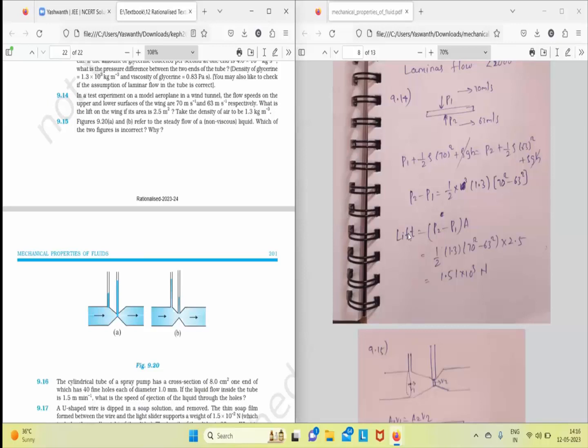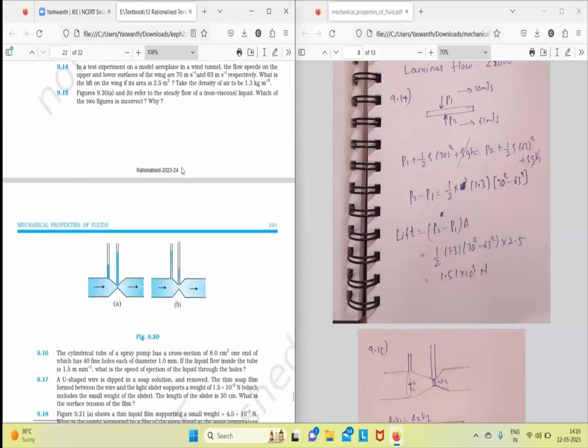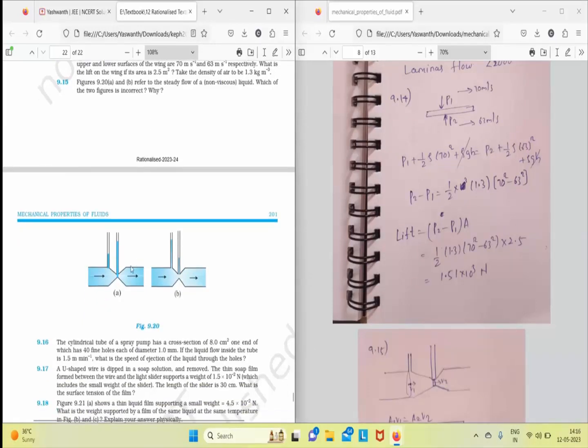So the reason is the pressure difference, which comes because of the difference in the velocity at upper points and lower points. Going to the 15th question. Here, figure 9.2a and b refer to the steady flow of a non-viscous liquid. Which of the two figures is incorrect? And why? State the reason.